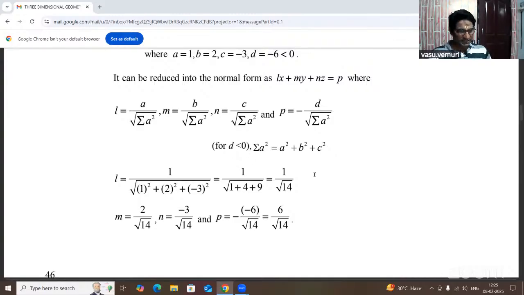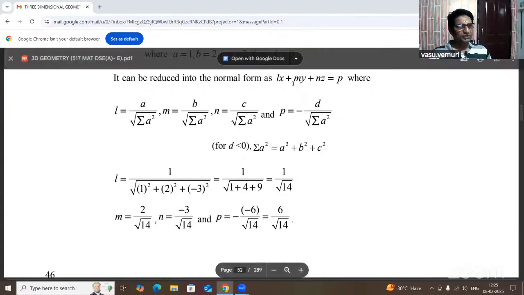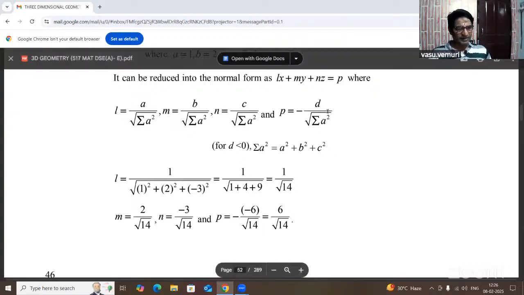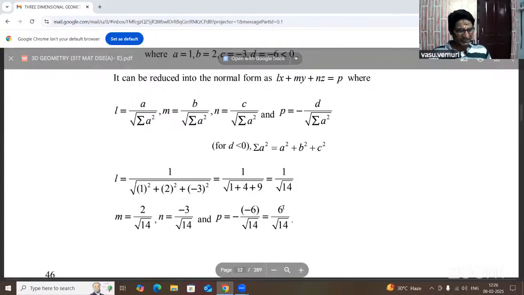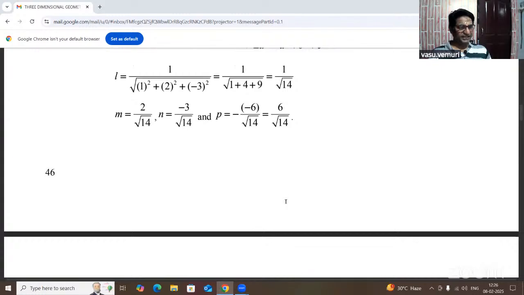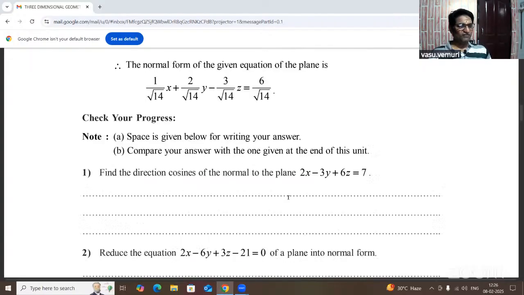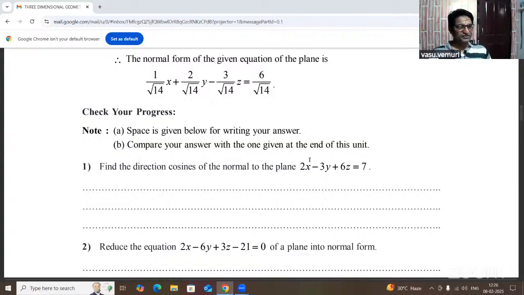P value: the d value is minus 6, so minus 6 by root 14 with a minus sign, because P equal to minus d by root of sigma a square. Already the d value is minus 6. Minus of minus means positive. We are getting the value 6 by root 14. Finally, the normal form of the given equation of the plane is 1 by root 14 of x plus 2 by root 14 of y minus 3 by root 14 of z equal to 6 by root 14.